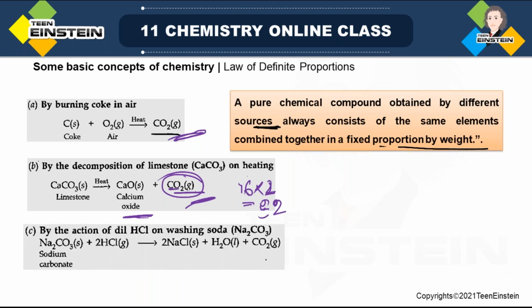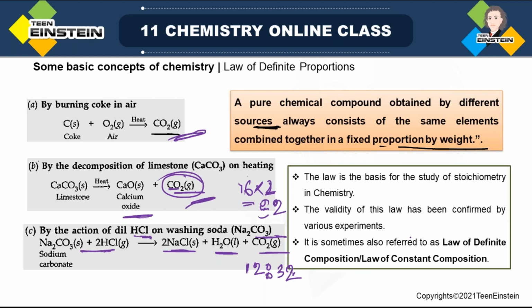Now the third method is we are doing a reaction between dilute hydrochloric acid and washing soda, which is sodium carbonate. So this is acid-base reaction. This is a balanced equation. When sodium carbonate reacting with 2 HCl, there is production of NaCl, H2O, liquid, that is simply water, and carbon dioxide gas. So here also one of these product is CO2 gas. But they are same element, carbon and oxygen, same atomic ratio, that means here also the mass ratio will be 12:32. Okay.